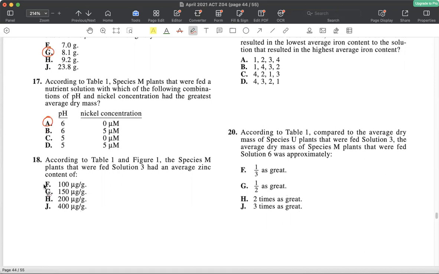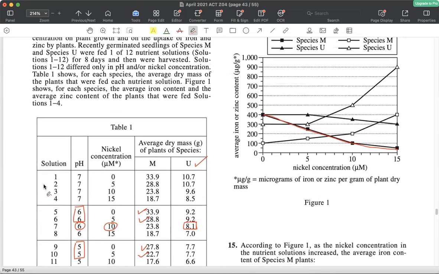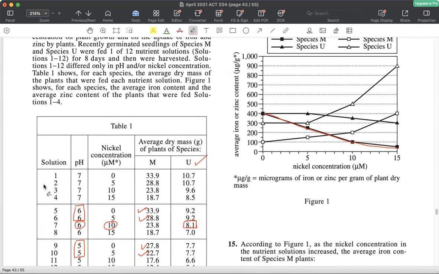According to table 1 and figure 1, the species M plants that were fed solution 3 had an average zinc content of, okay, species M plants which were fed solution 3. So we are looking at this one.